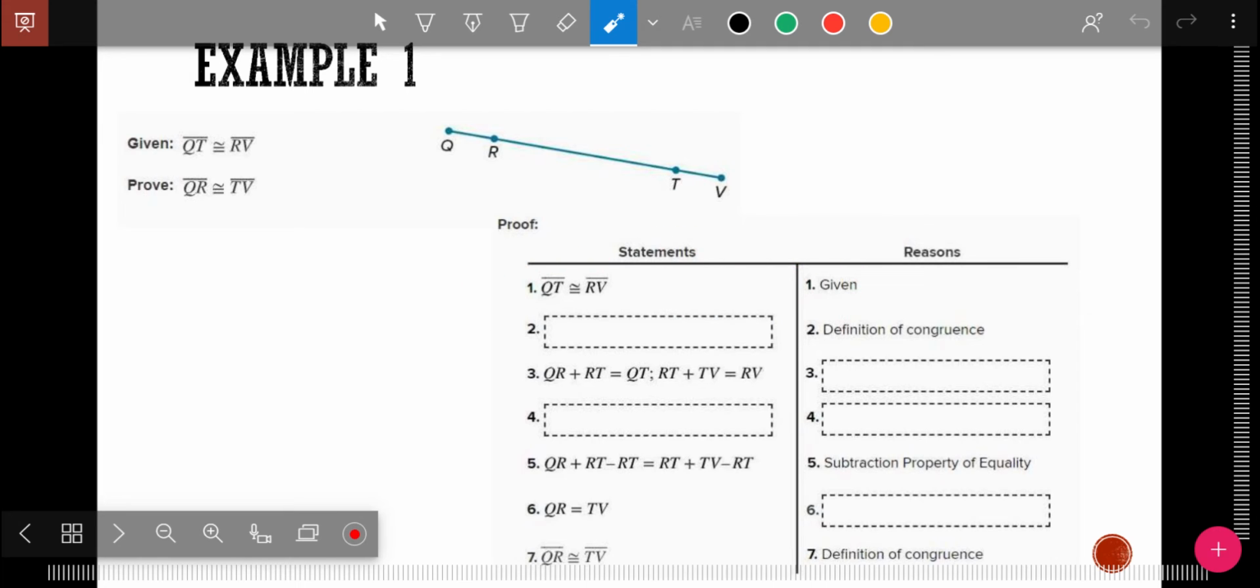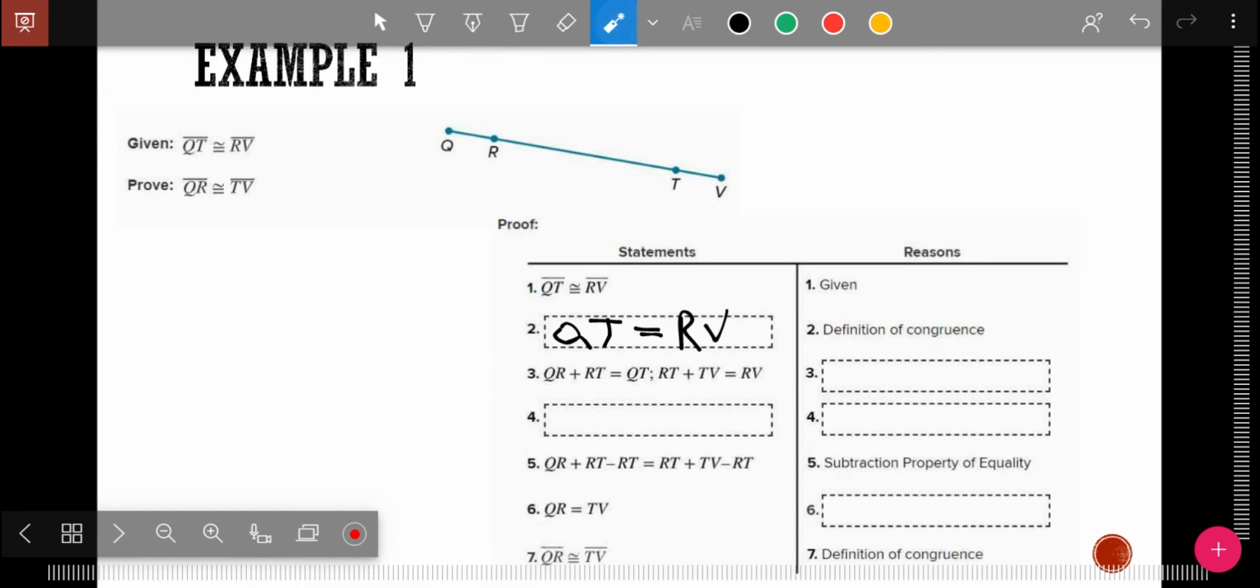Now, you always got to figure out, what is the given saying? Why are they telling me that? Well, they're telling me that because congruent means they're equal. And so QT is equal to RV, because that's what congruent means.